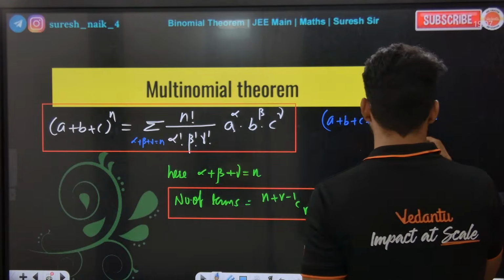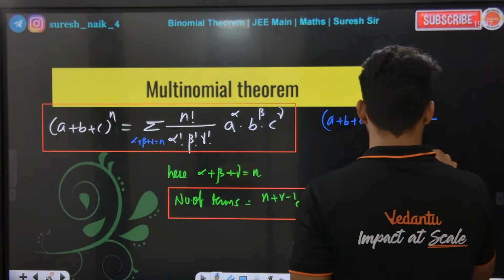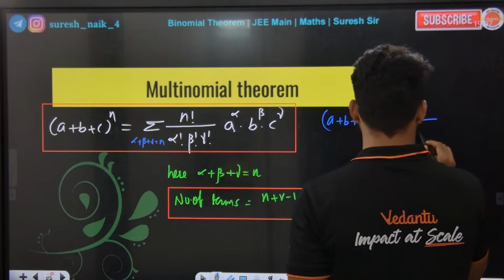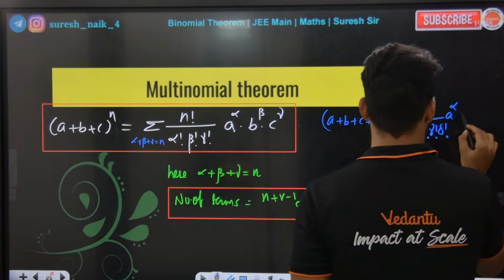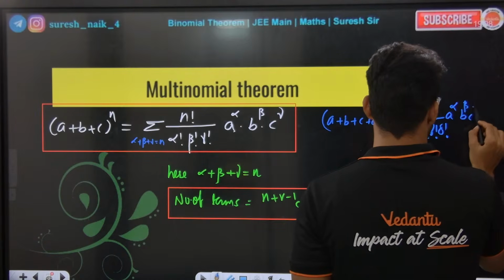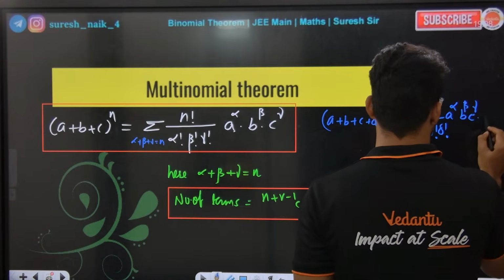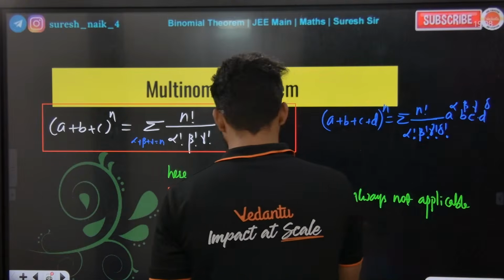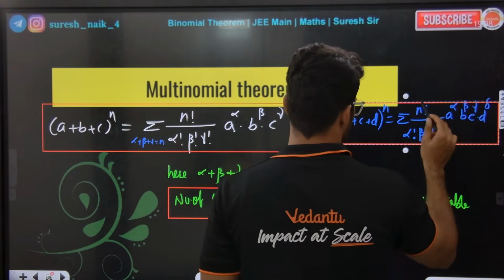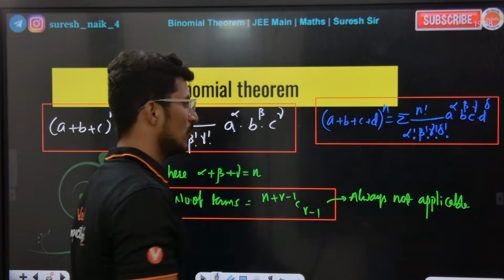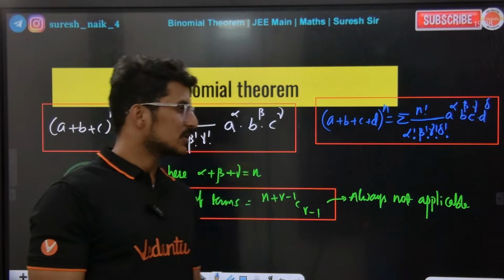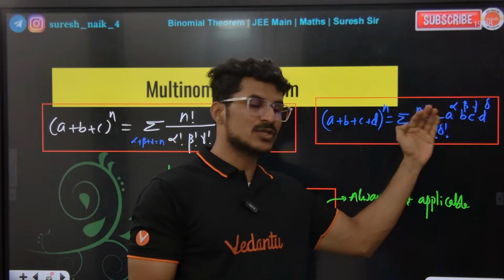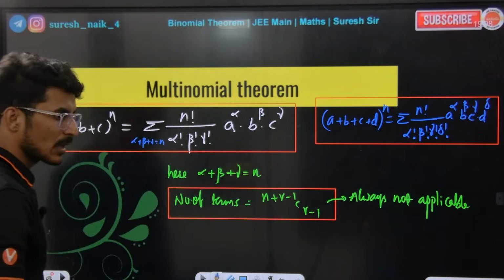So n factorial divided by 4 dummy variables: alpha factorial, beta factorial, gamma factorial, delta factorial, into a to the power of alpha, b to the power of beta, c to the power of gamma and d to the power of delta. This is your general term. After putting different values of the variables, you will get the expansion of this. So the general term, without the sigma, whatever you get, is the general term.